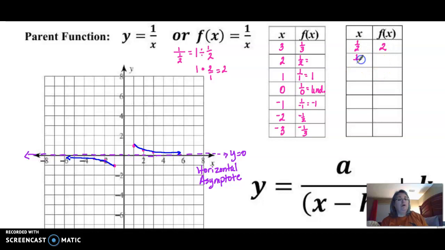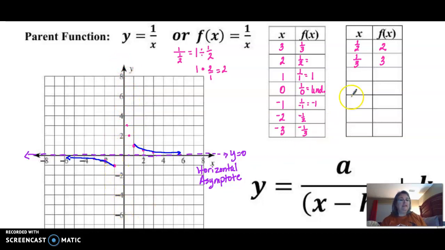So what do you think 1 over 1/3 would give us? Well, if I did 1 divided by 1/3 and I flipped it, do you see that will just give me 3? So if I were to plot those, if x is 1/2, my y value is 2. If my x is 1/3, my y value is 3. If my x value is 1/4, it'll be 4. 1/5, it'll be 5, and so on. So it just gets closer and closer, but this way in the vertical direction.